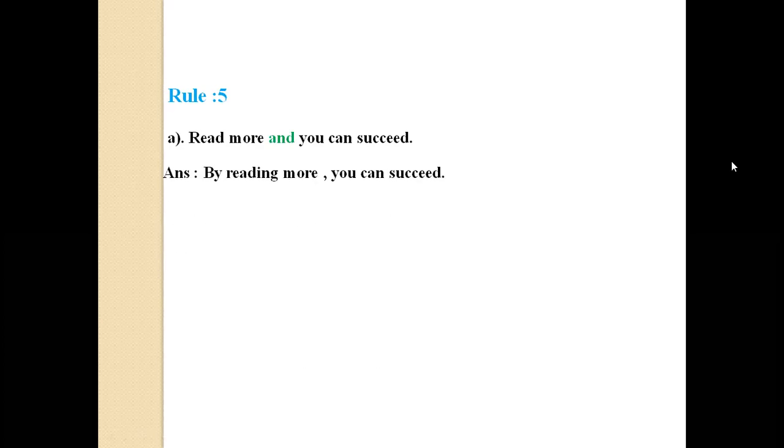Rule 5. Read more and you can succeed. Sometimes and is used instead of or in a compound sentence. Then in this case you cannot use without, you use by plus ing with the principal verb. So the answer will be by reading more you can succeed.